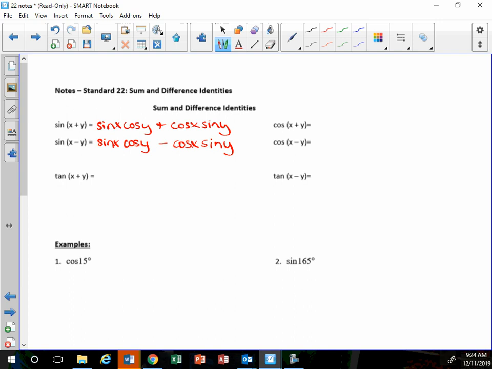Now let's look at cosine. If it's cosine of x plus y, it is cosine x cosine y minus sine of x sine of y. Okay, make sure you've got your signs ready.